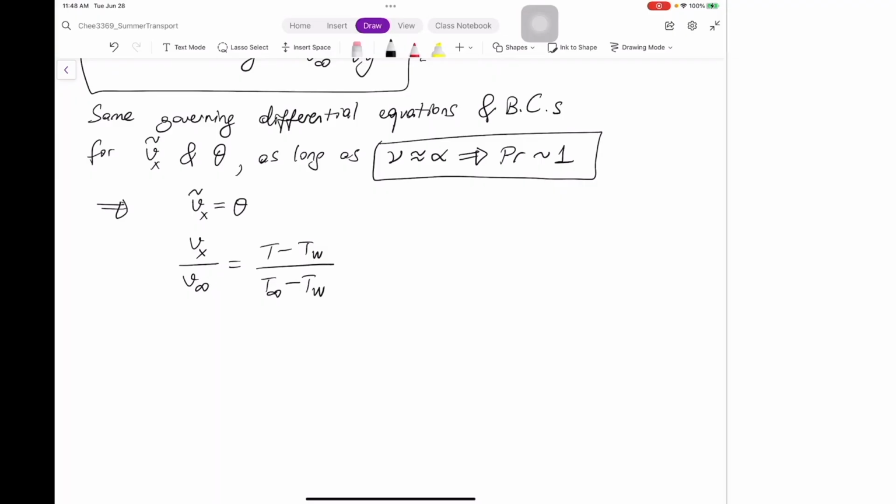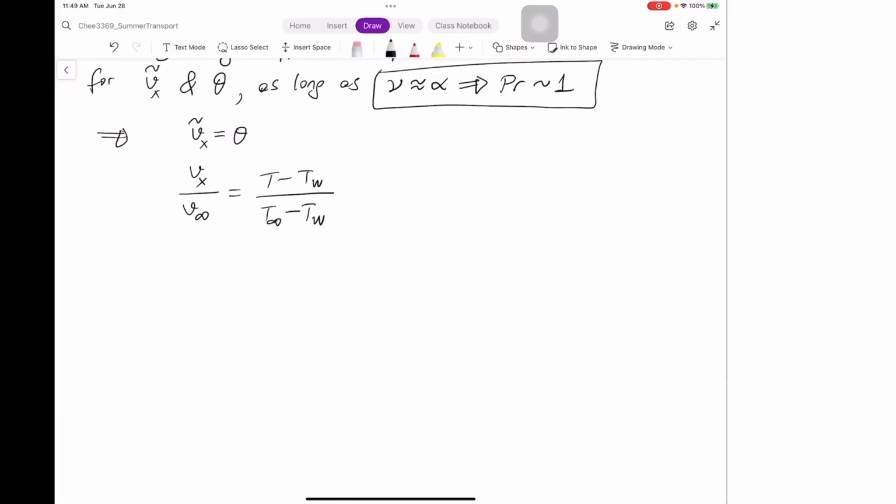So just based on the fluid itself, the type of the fluid, you can argue that you can come up with a fluid for which you can get exactly the same temperature profile as the velocity profile. Okay, this is something very important and something really surprising, I guess. Right?